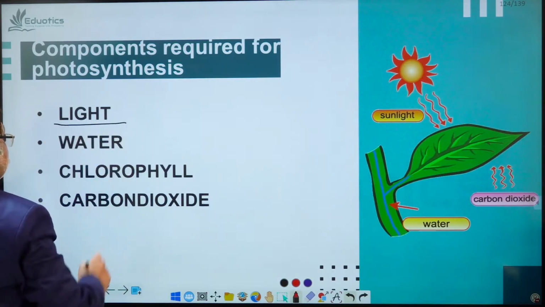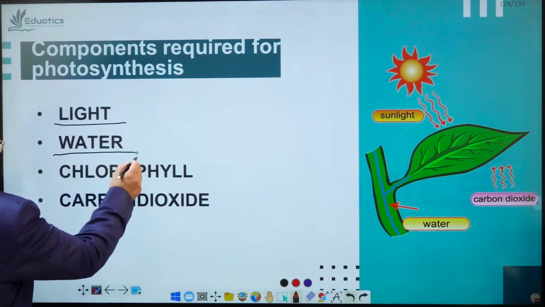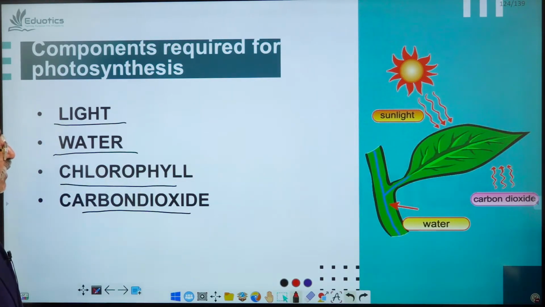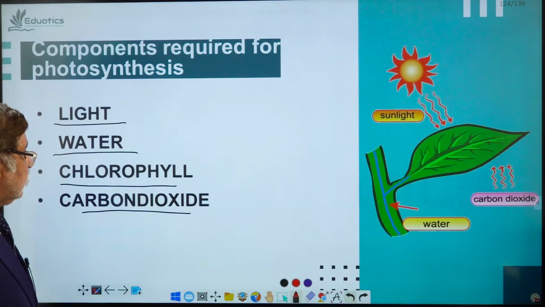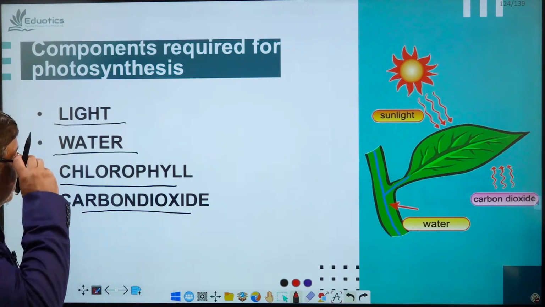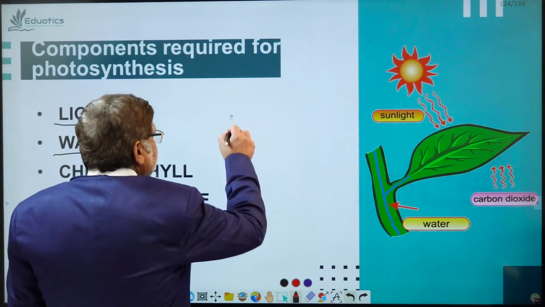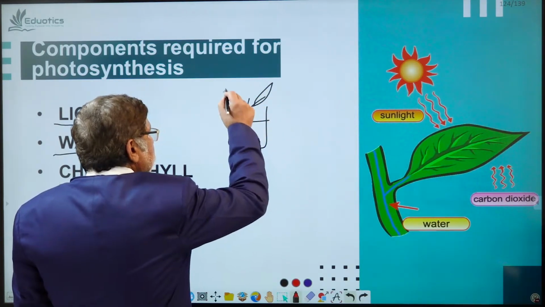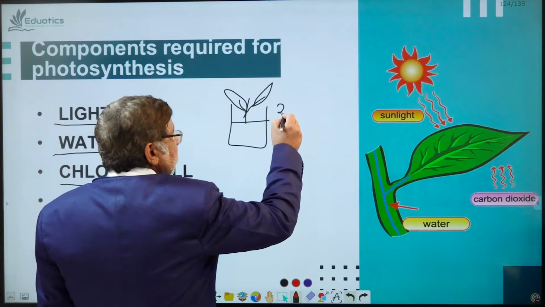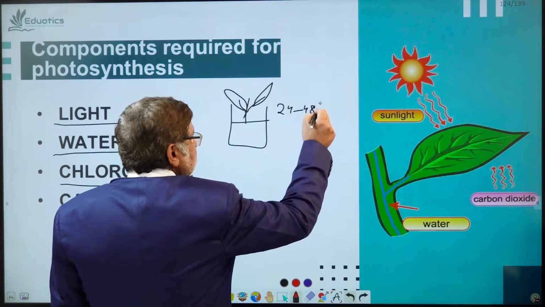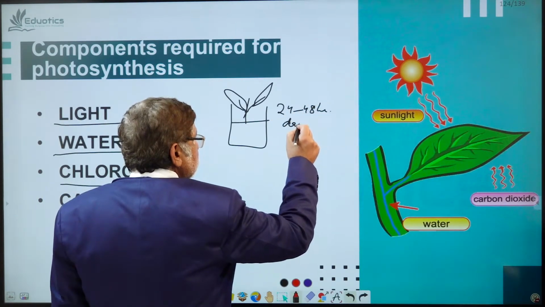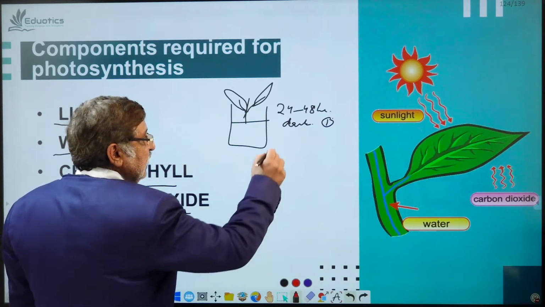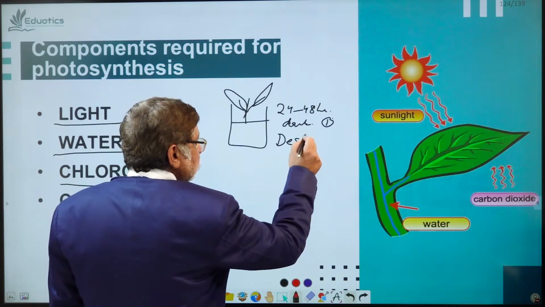Sunlight is required for photosynthesis. Water, chlorophyll, carbon dioxide. Let's have some experiments for it. What we do is, we always take a potted plant and keep it for 24 to 48 hours in darkness. This is the first step. The basic aim is to de-starch it.